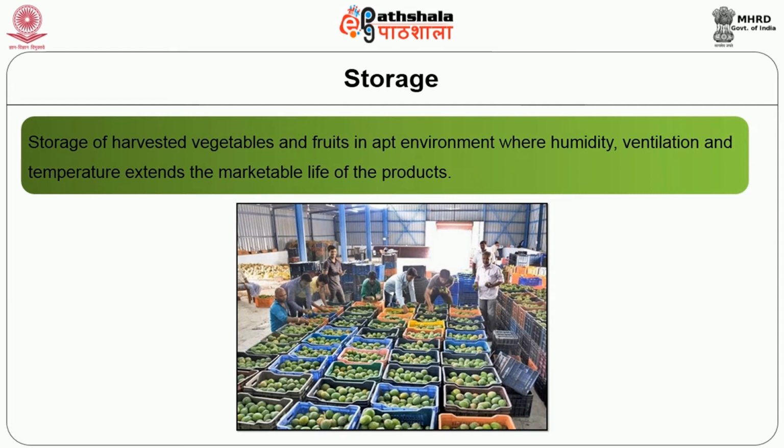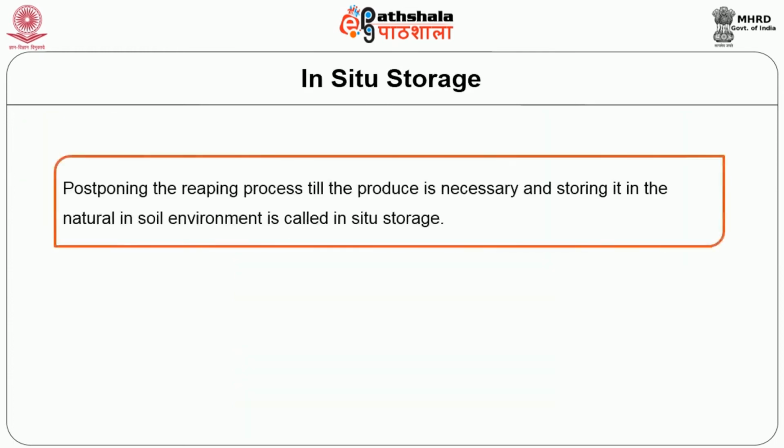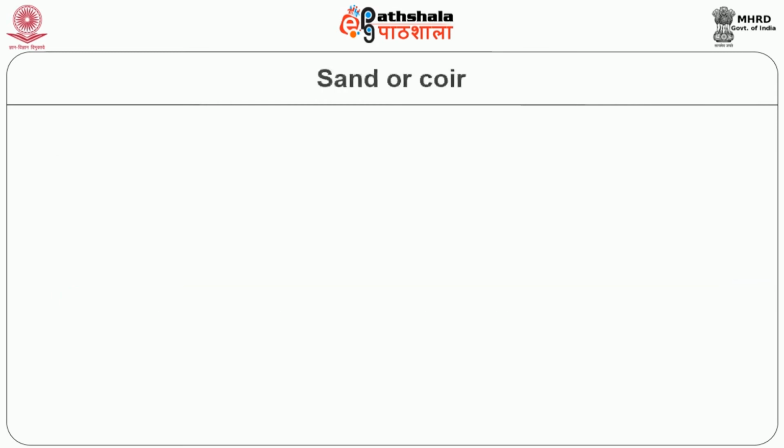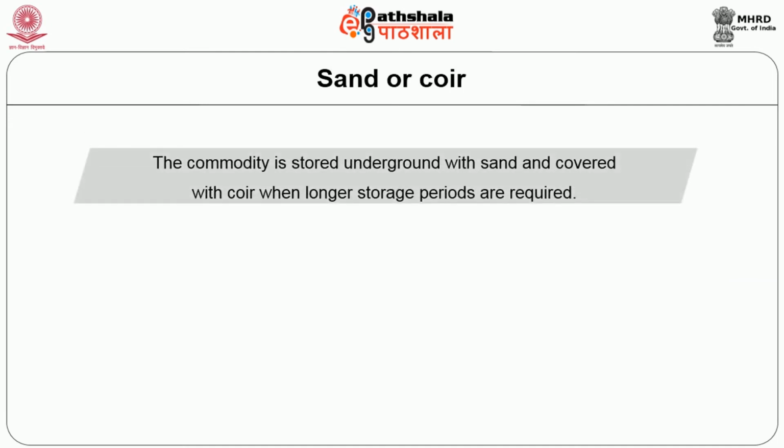The types of storage include in situ storage, postponing the reaping process till the produce is necessary and storing it in the natural soil environment is called in situ storage. In root vegetables like potato, cassava, etc., crops are allowed to remain under the soil in normal climatic conditions. The next method uses sand or coir, where the commodity is stored underground with sand and covered with coir when longer storage periods are required.